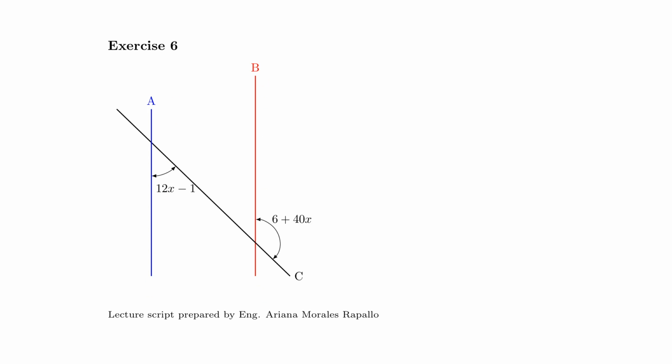We are given two parallel lines, line A and line B, again, and one intersecting line C. And we are given these two angles, right? Before starting, let's see where this angle will be in this intersection. This angle is formed between the parallel line and the intersecting line. We go back here and it will be the angle from the parallel line to the intersecting line. So it will be this angle right here. So this angle will be 12x minus 1. Now we can set up our equation knowing that these two angles are supplementary angles. We could say that 6 plus 40x plus 12x minus 1 is equal to 180 degrees.